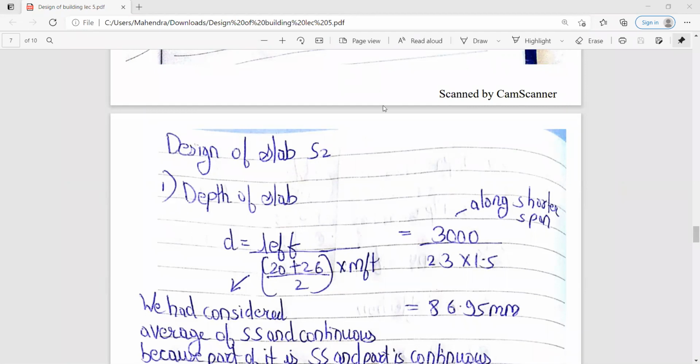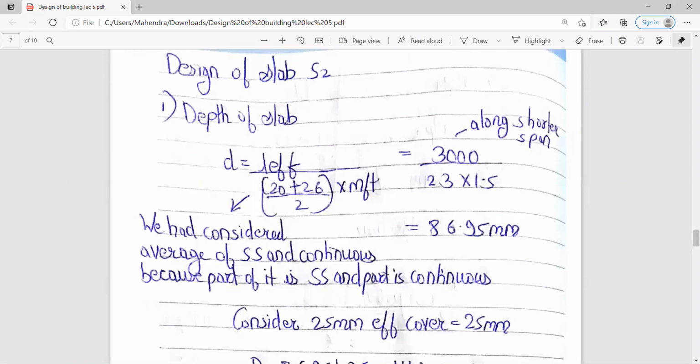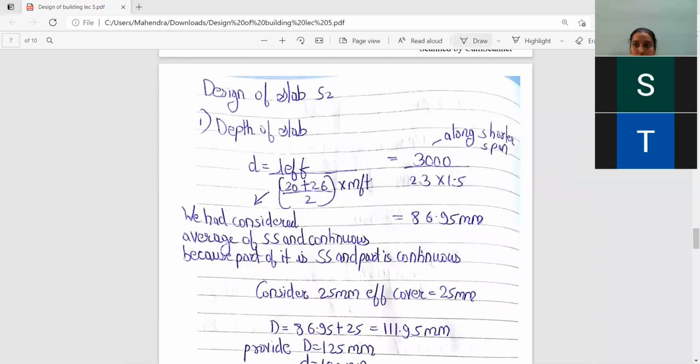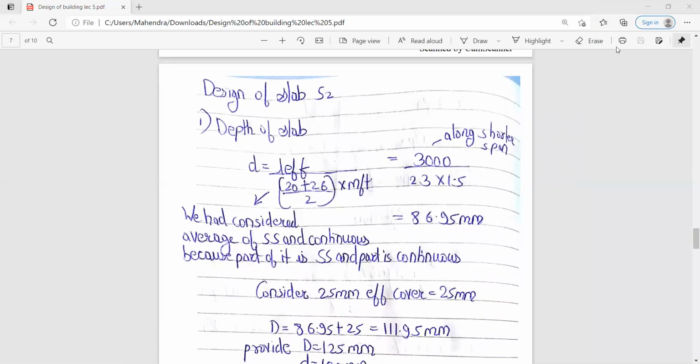So we'll start with slab S2 now. Depth of slab. As I've told you, we have to consider the average of the simply supported and the continuous slab, because half of it is simply supported and half of it is continuous. So we need to consider the average of the two factors: 20 for simply supported and 26 for continuous. So D will be equal to L effective upon (20 plus 26) by 2, into the modification factor.